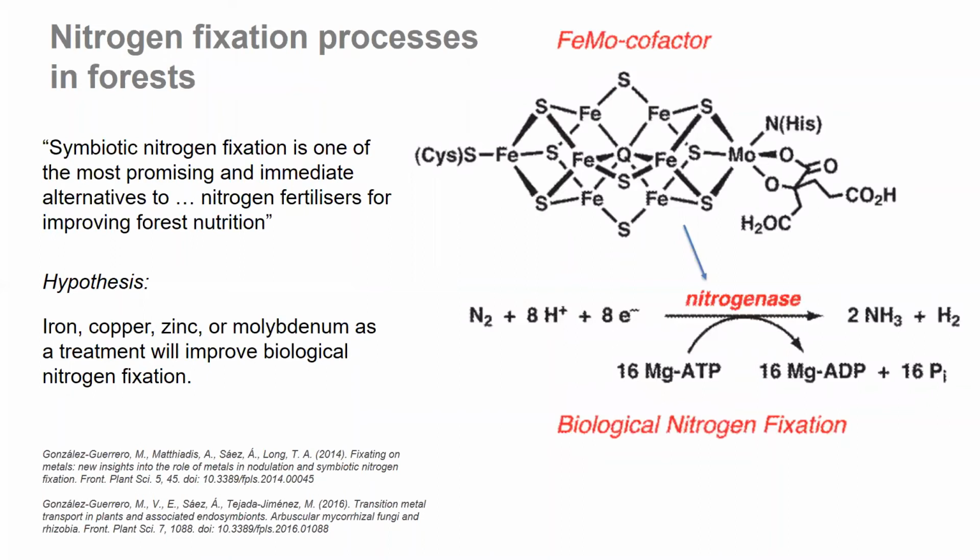Here's an example of the nitrogen fixation process, which is influenced as one of these important biological processes. And it's important to forest growers because symbiotic nitrogen fixation is one of the most promising and immediate alternatives. Over in Europe, they're already restricting how much nitrogen can be applied. And so we're looking for alternative ways to enhance the natural site nitrogen levels.